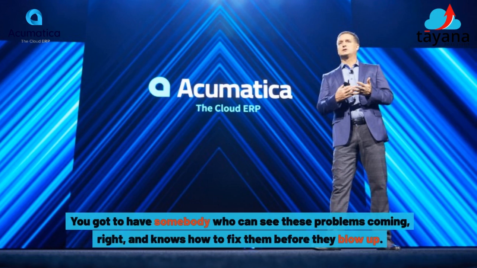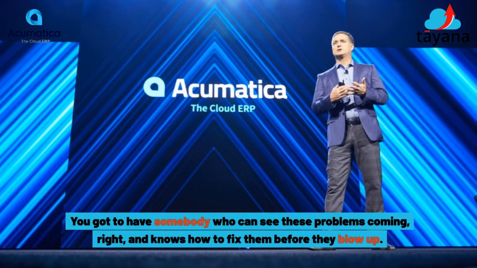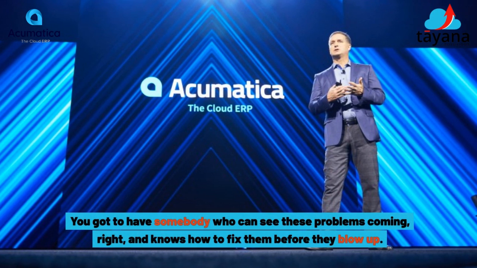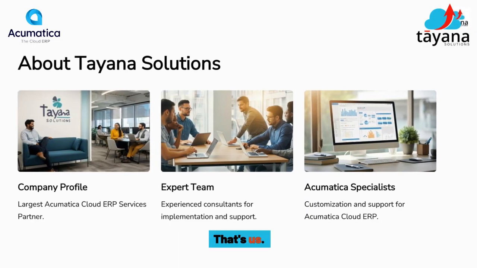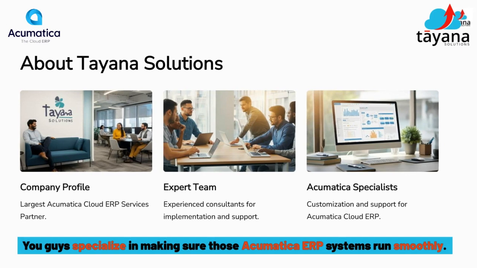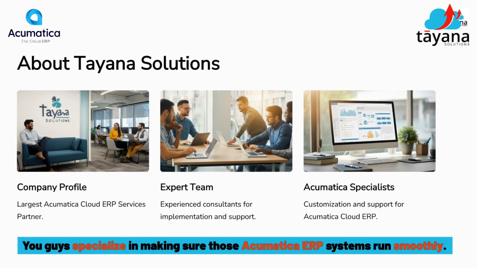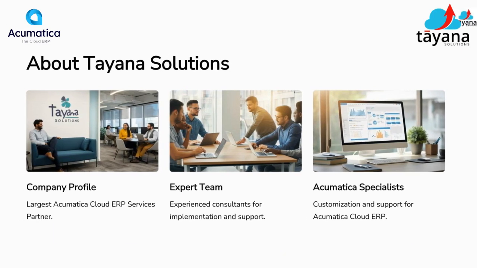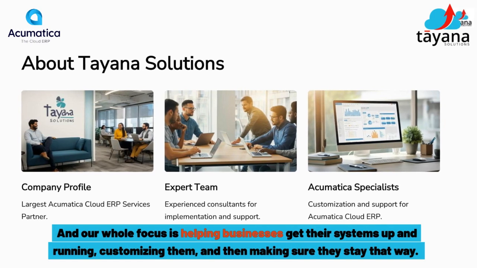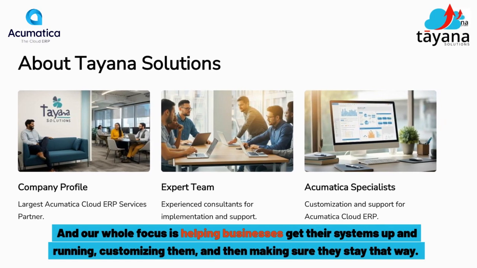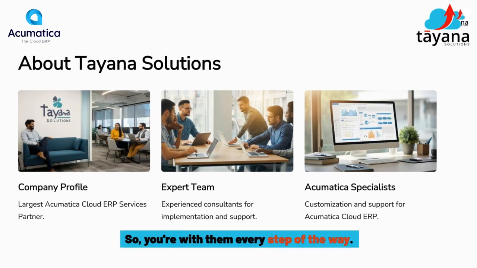That's really smart. Got to have somebody who can see these problems coming, and knows how to fix them before they blow up. And that's where a company like Tayana Solutions comes in. That's us. You guys specialize in making sure those Acumatica ERP systems run smoothly. That's right. We're the biggest Acumatica Cloud ERP services partner out there. And our whole focus is helping businesses get their systems up and running, customizing them, and then making sure they stay that way. So you're with them every step of the way.